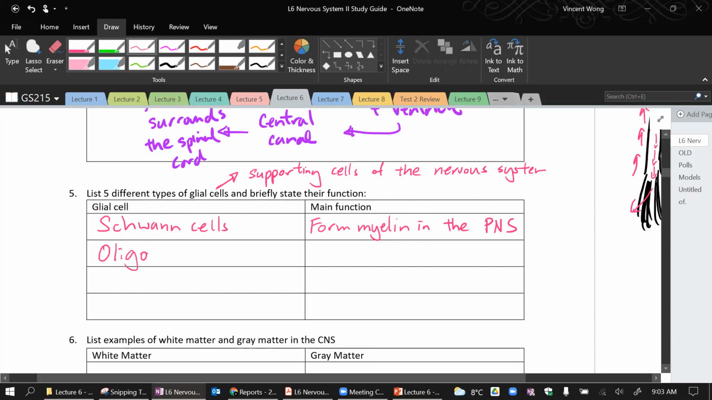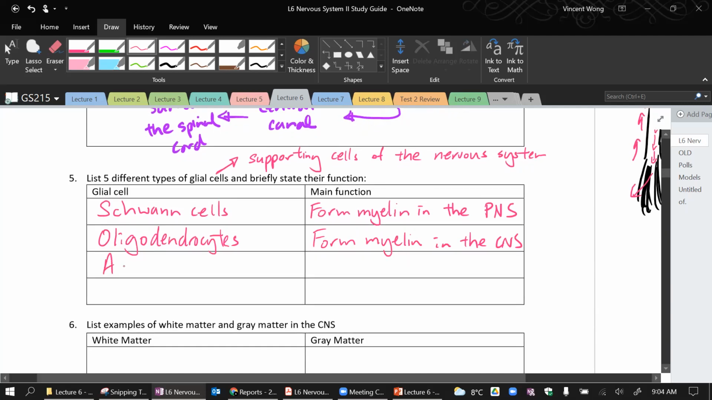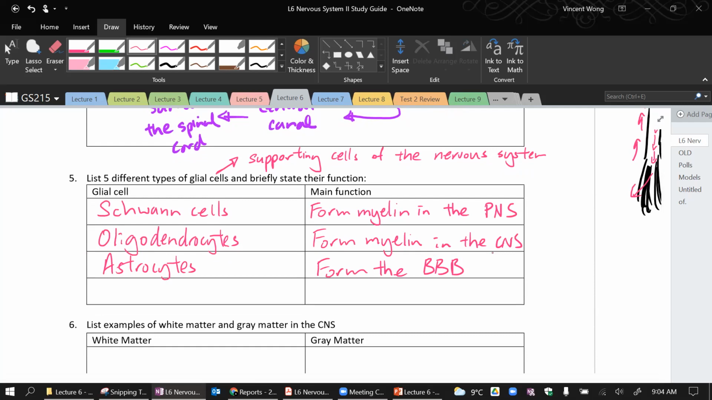And then the next one is the oligodendrocytes. They also form myelin, but this time in the CNS, the central nervous system. Another one is the astrocytes. Astrocytes form the blood-brain barrier, which filters out stuff from the blood, such that not everything is going to go into the brain. There are some toxins, some metabolic waste that might be toxic to the brain. We want to screen them out.